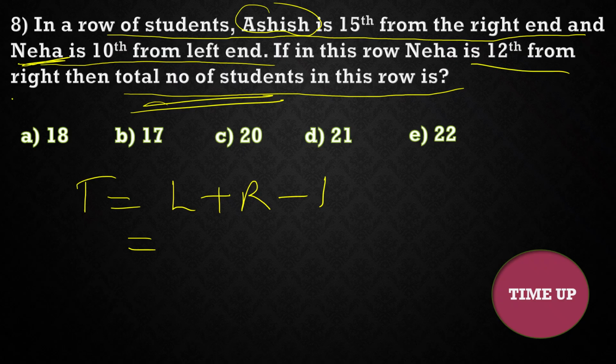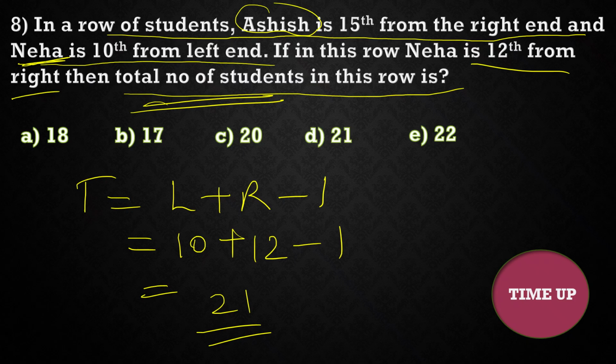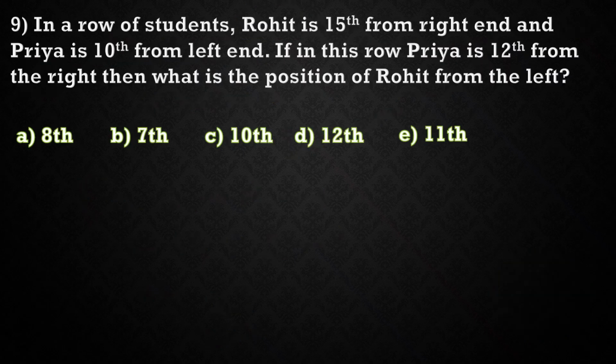If you carefully observe in the question, you take only Neha's. So left it will be 10 plus right will be 12 minus 1. So that comes to 21. So the answer is 21. D option is the correct one. So see how they will frame the question only to confuse you all. Ninth question on your screen and your time starts now.